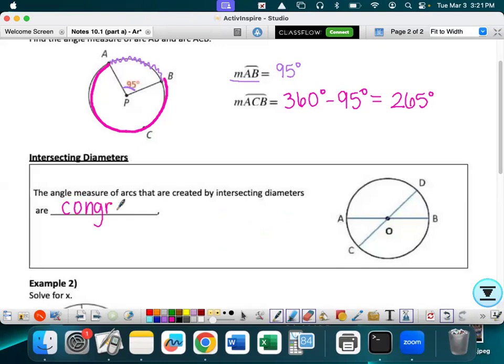So the angle measurements of arcs that are created by intersecting diameters are congruent, but it's just the pairs. So this angle measurement here would be congruent to the one across from it. And then the angle measurement here, I'm going to use an arc mark with a tick through it, would be the same as this angle measurement here.